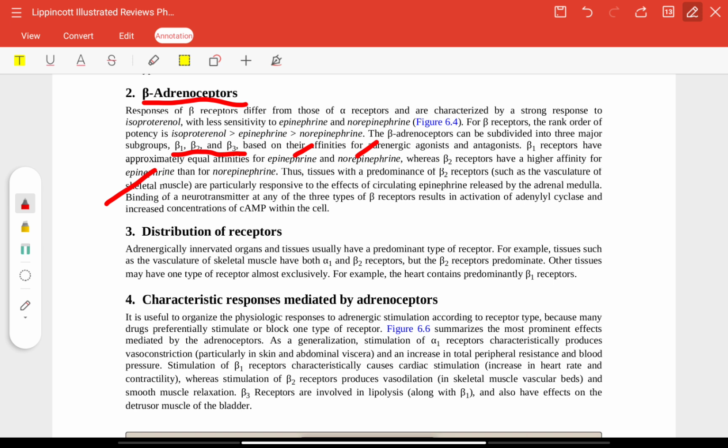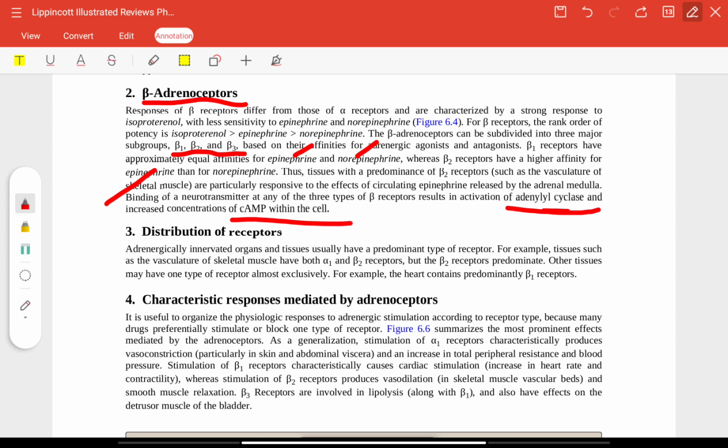A tissue with more beta 2 receptors is particularly responsive to circulating epinephrine, which is released by the adrenal medulla. Now binding of neurotransmitter at any of these three types, beta 1, 2, or 3, will result in activation of adenylyl cyclase, and it will increase the concentration of cAMP within the cell.